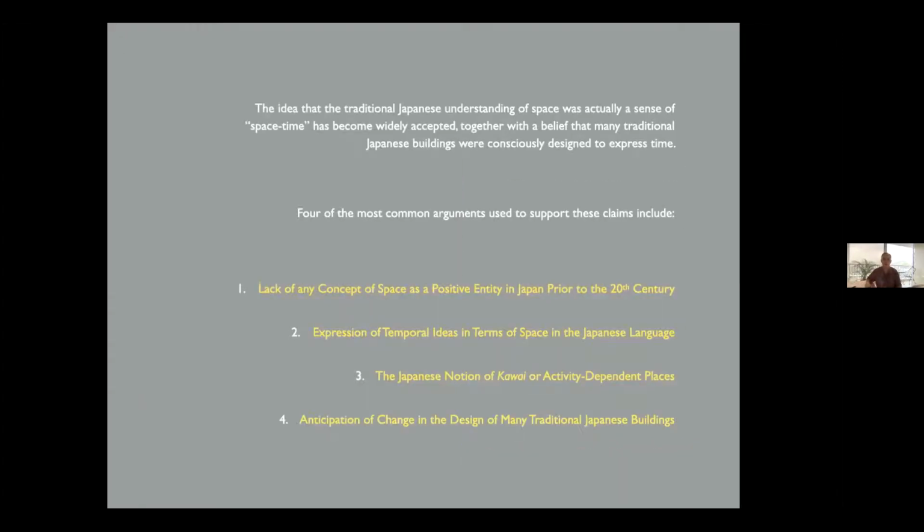So there are a number of factors that are usually brought up to suggest the temporal component of Japanese architecture. One, lack of a concept of space as a positive entity in Japan prior to the 20th century; the expression of temporal ideas in terms of space in the Japanese language; the notion of kaiwai or activity-dependent spaces; and the anticipation of change in the design of many traditional Japanese environments.